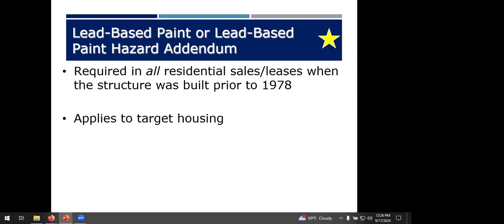Another exception to target housing is 0-bedroom dwellings. With 0-bedroom dwellings, think studio apartments, dorm rooms, military barracks. Those would also be exempt from target housing, things that don't require the lead-based paint hazard addendum.